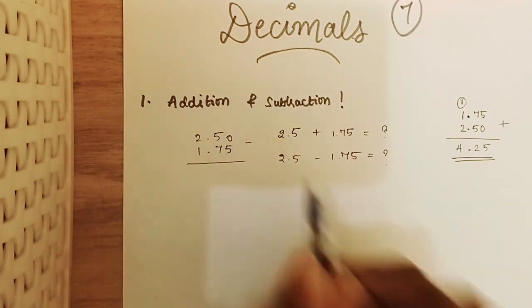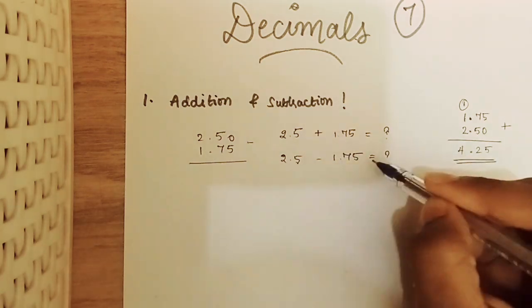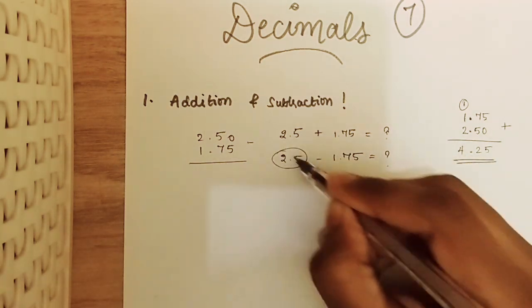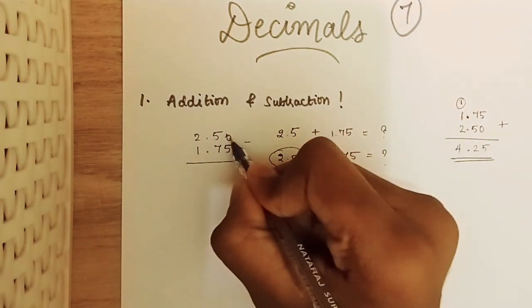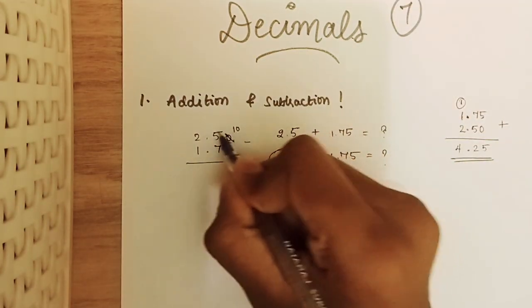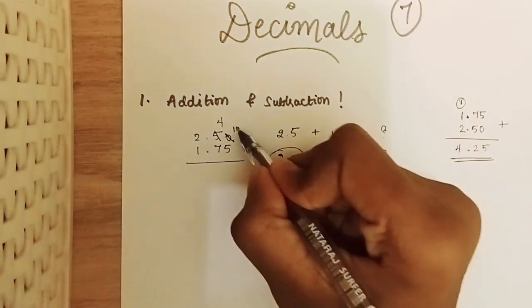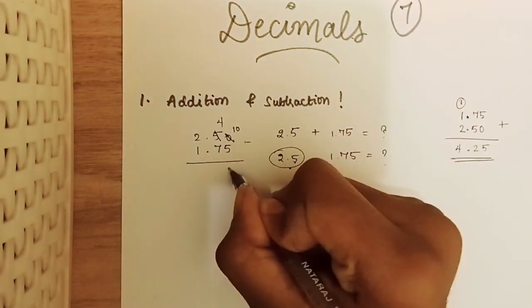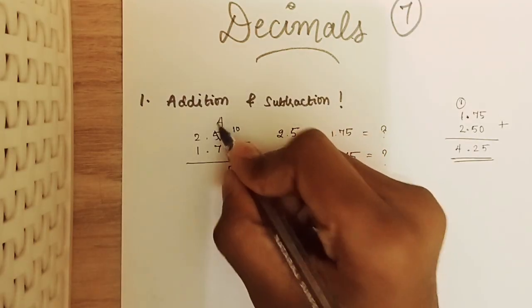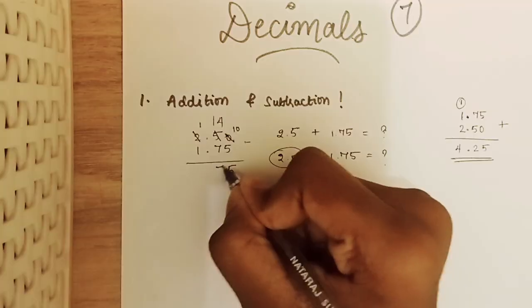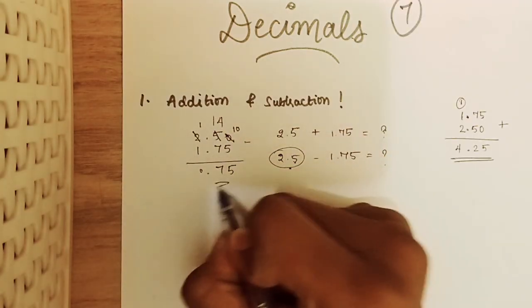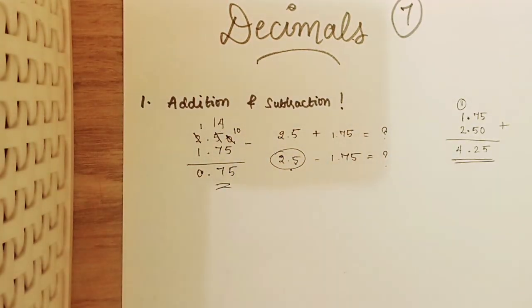So now what you have to do is, you see that this is the greater number, so you put that first. Okay, now 0 minus 5 is not possible, so take 1 from the 5, and then 4. So 10 minus 5 will give us 5, and then 4 can't be possible, so borrow 1 from here, that will be 14. So that will give us 7 and then 0. So the answer is 0.75.